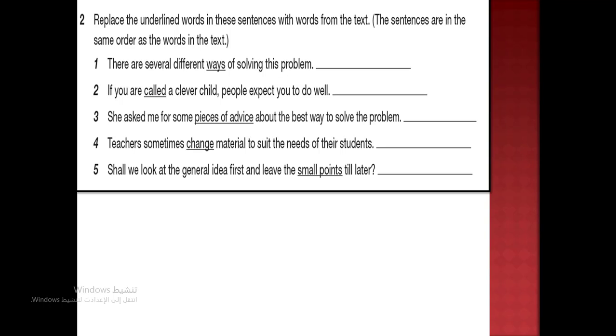In exercise 2, replace the underlined words in these sentences with words from the text. The sentences are in the same order as the words in the text. إذا الكلمات المخطوطة في الجمل اللي قدامنا في التمرين هي مرادفة للكلمات الجديدة الموجودة أصلا في النص، ويوضح لنا إنه الكلمات هتكون مرتبة حسب ترتيب ذكرها في النص. Let's start. Number 1. There are several different ways of solving this problem.